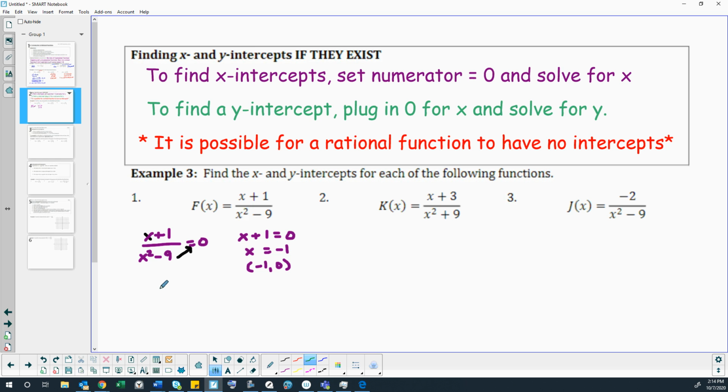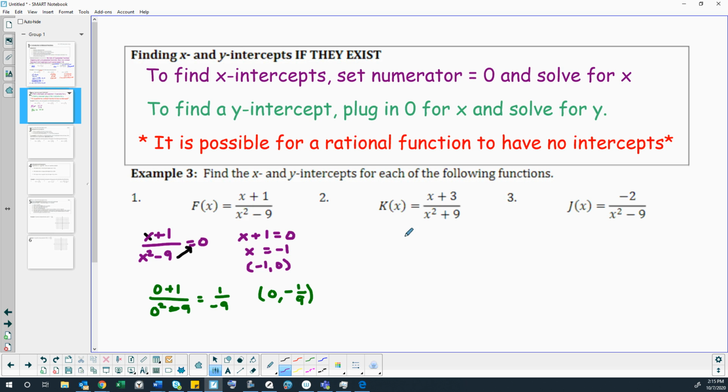For our y-intercept, we're going to plug 0 in for x. So 0 squared plus 1, or 0 plus 1, over 0 squared minus 9. So that gives us 1 over -9. So our y-intercept will be at (0, -1/9). So obviously this has both one x-intercept and one y-intercept.